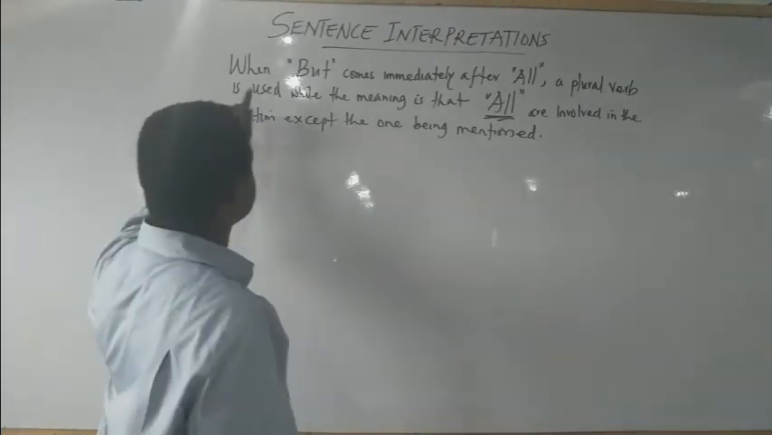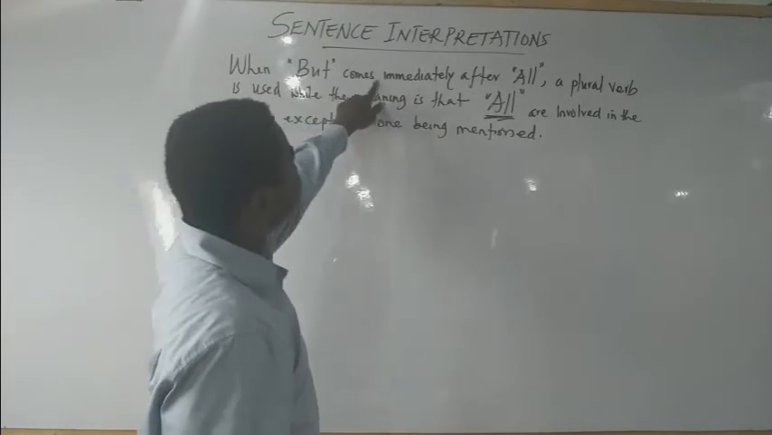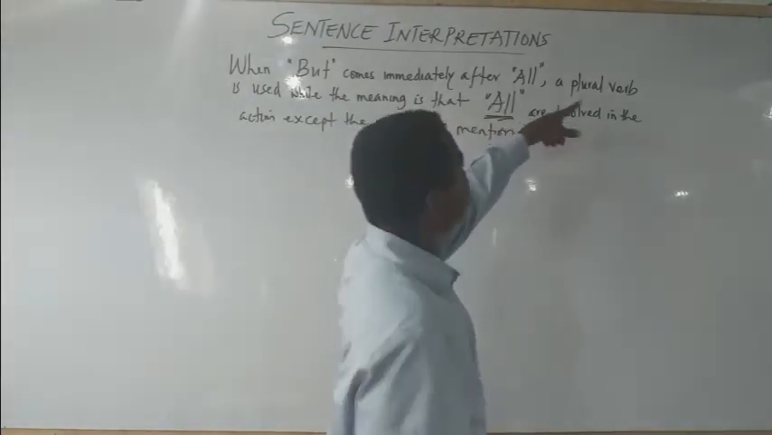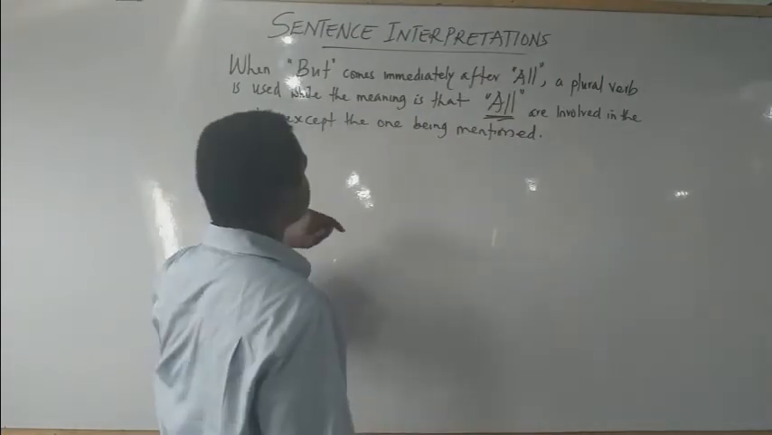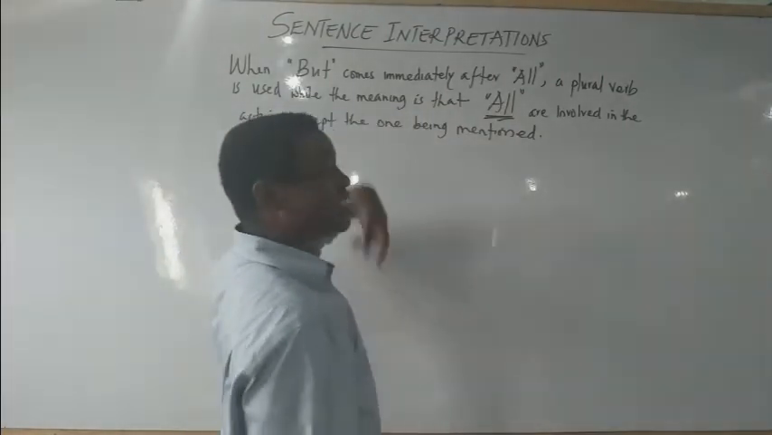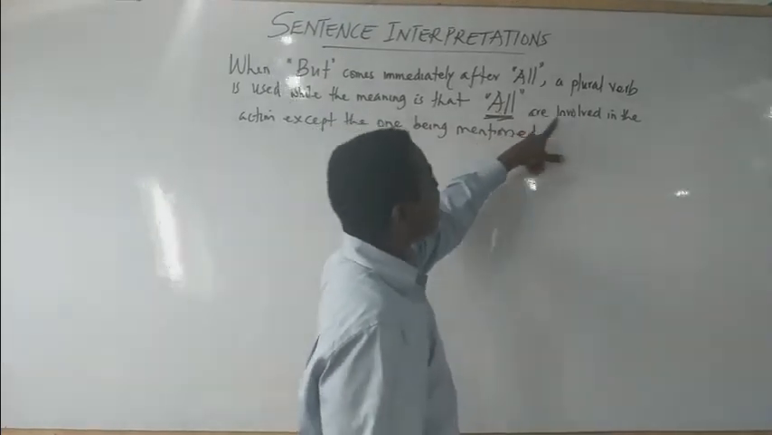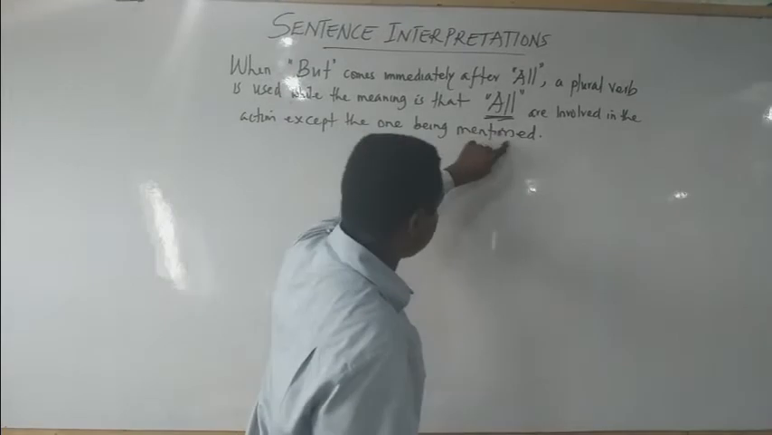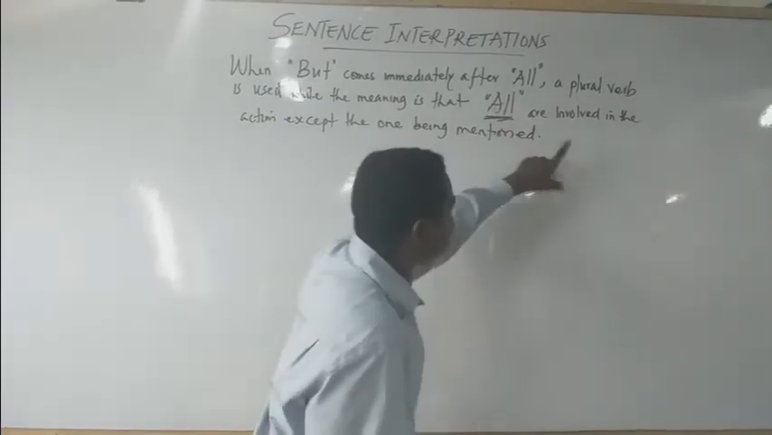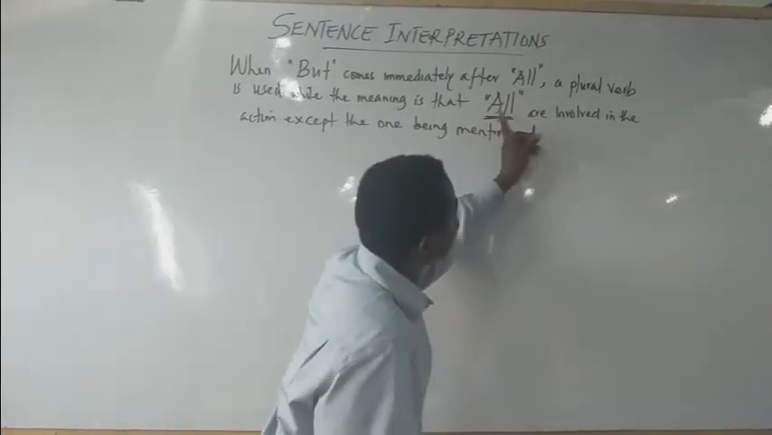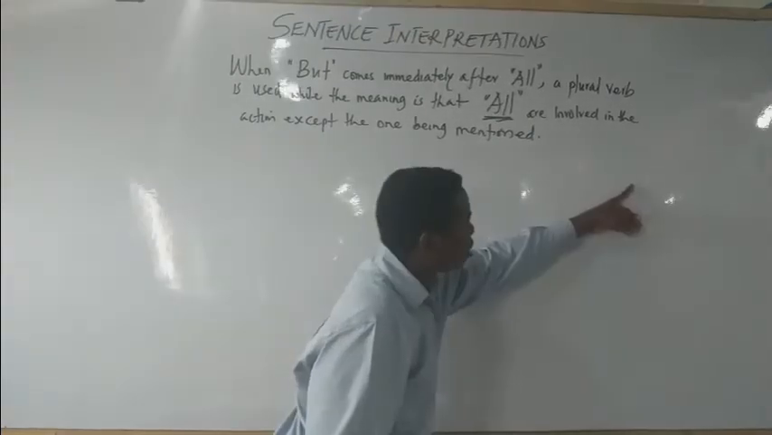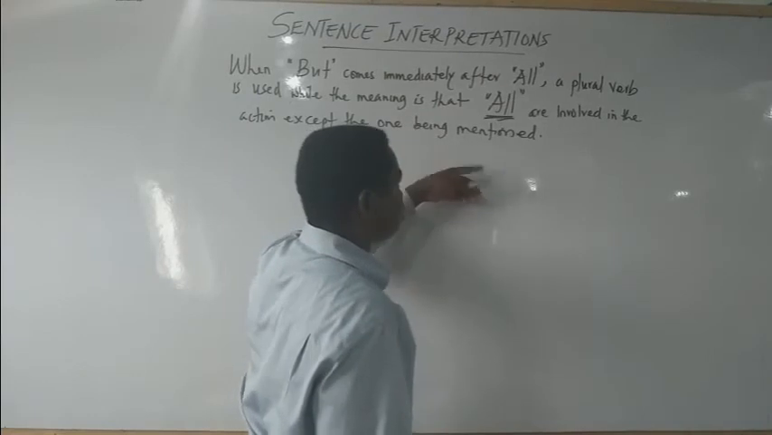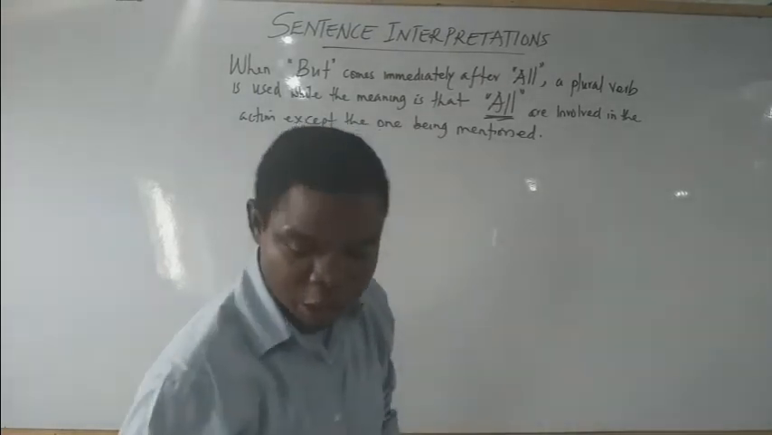Rule 1, I said, when but comes immediately after all in the same sentence, a plural verb is used. Why? The meaning of the sentence is that all are involved in the action except the one being mentioned. Meaning, you will use all to interpret the verb. Then any name being mentioned in the question becomes the exception. Now let's see an example.